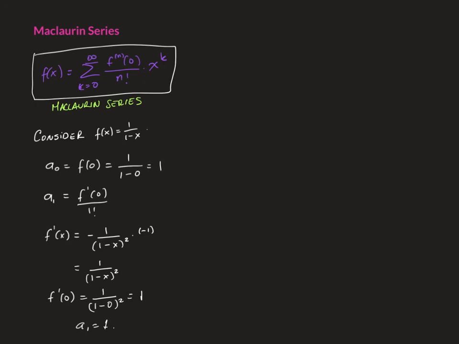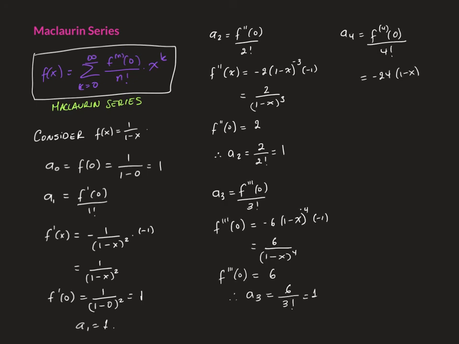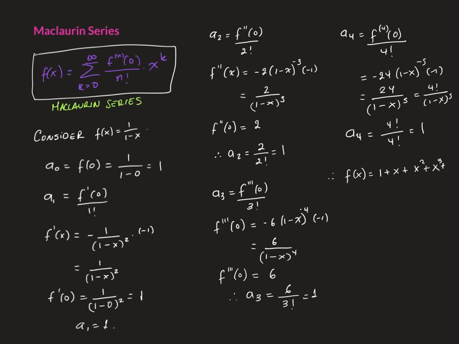Now I'm going to repeat this process for a few more terms, and then we will put them together to build the polynomial. So now that we have the coefficients, we can build the polynomial. All of the coefficients turn out to be 1. So the polynomial is simply 1 plus x plus x squared plus x power 3 plus x power 4 plus etc. Only powers of x.